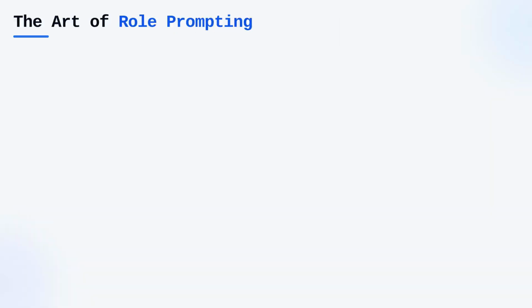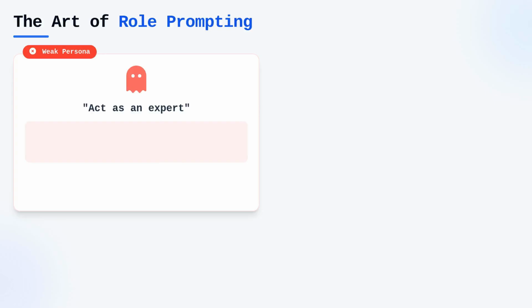The heuristic of using the phrase "act as" is perhaps the most common entry point for role prompting. Its effectiveness depends entirely on the specificity of the provided definition. A weak persona, such as "act as an expert," provides the model with very little guidance, as the definition of expertise is contextually ambiguous and fails to narrow the probability distribution meaningfully.